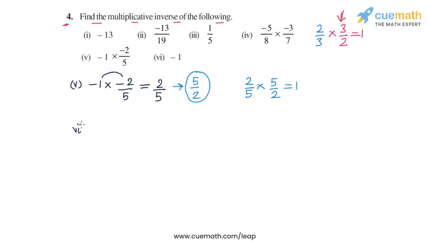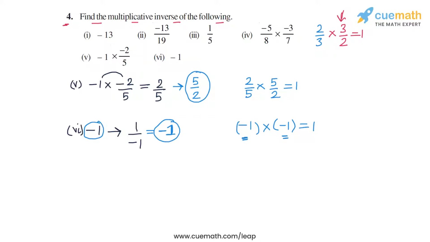And finally, let's come to part 6. In part 6, the number is simply minus 1 and the multiplicative inverse or the reciprocal will be 1 by minus 1. So I've just taken this term into the denominator. So 1 by minus 1, but I can also write 1 by minus 1 as simply equal to minus 1, right? And we can check that if I take minus 1 and multiply it by minus 1, I get 1. So the multiplicative inverse of minus 1 is also equal to minus 1, and that's the answer for part 6. So with this, we have completed all the 6 parts of question number 4.